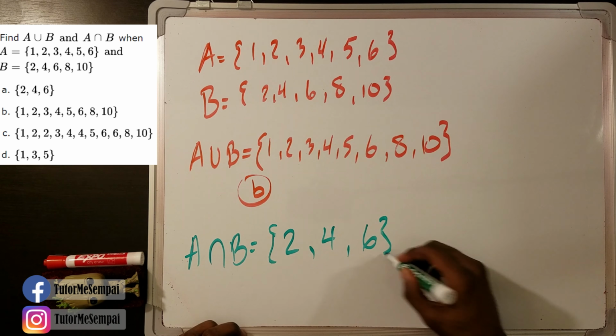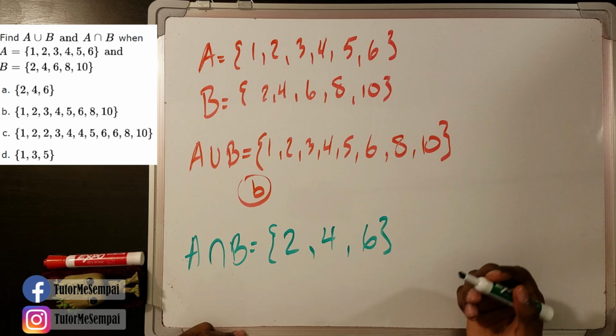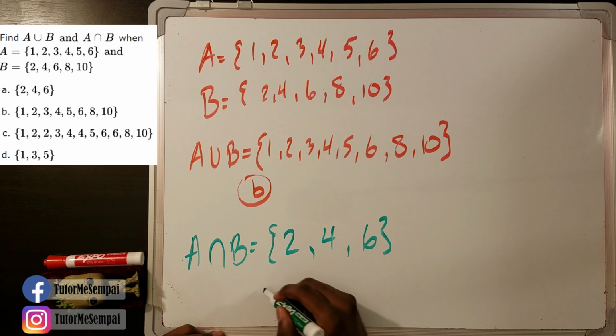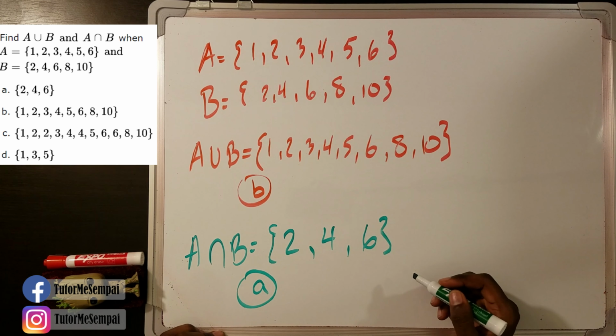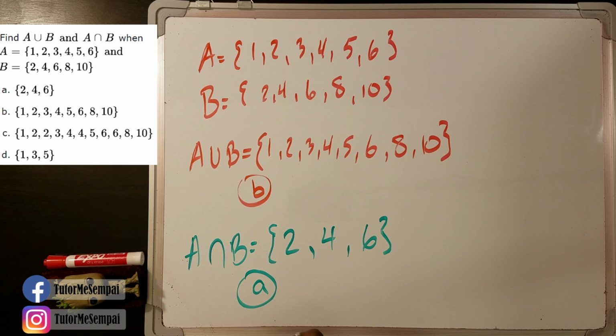So the intersection is going to be 2, 4, 6. And which one does that correspond with? That corresponds with A. Answer A. So these are our two answers. Let's look at how they look with graphs.